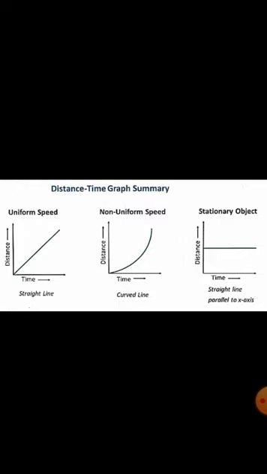We have studied that the distance time graph is a straight line parallel to the time axis when the object is at rest. And then we have seen that when the speed of the object is uniform, then the distance time graph is a straight line. And the distance time graph is a curved line when the speed is non-uniform.